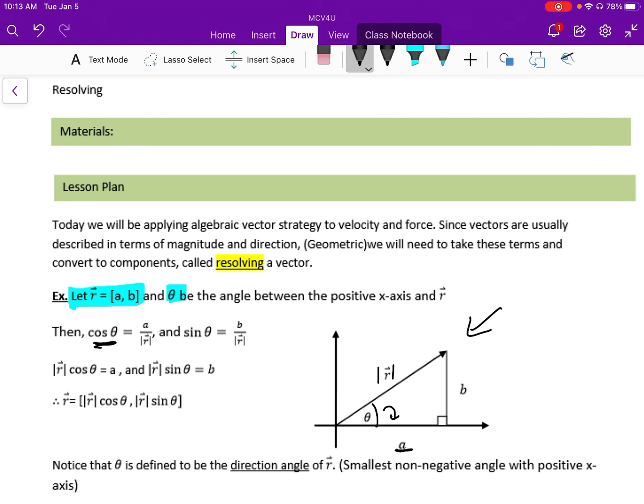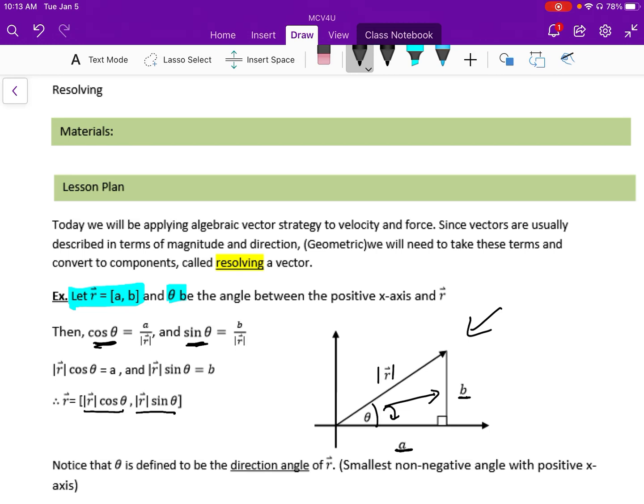If we look at the B component, the y component in this case, the length of B is opposite the angle, and so we have sine theta equals B over the magnitude of r. Solving for the components A and B, the components of r are the magnitude of r times cos theta, and the magnitude of r times sine theta. That's how you resolve a vector.